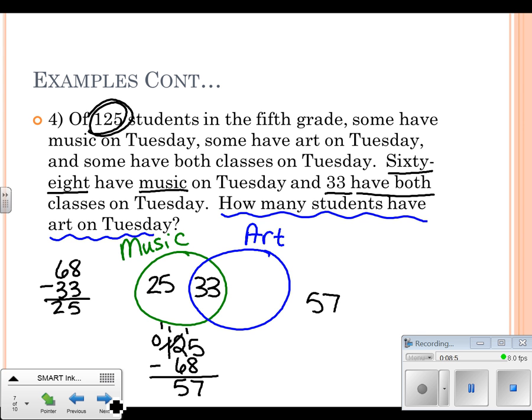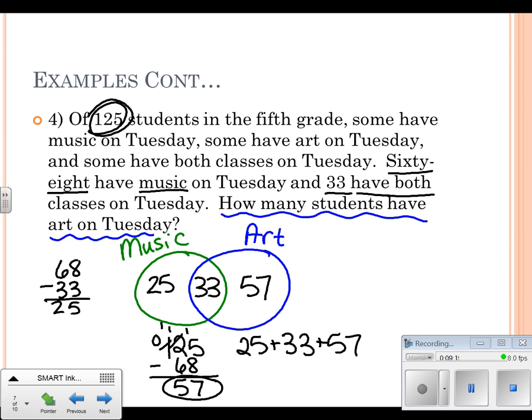We need to figure out this number right here. And so that means we would do 57. Oh, no, sorry about that. This number right here is 57. Right here. Because now we see that 25 plus 33 plus 57 gives you 125.